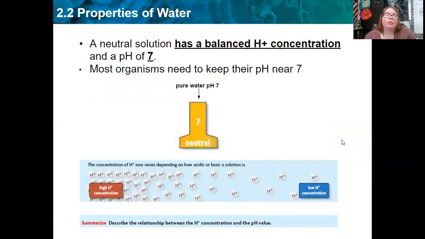Okay, so neutral has a balanced hydrogen concentration and a pH of 7. Most organisms need to keep their pH near 7. It's okay if it's a little below or a little above, but around 7. So pure water is pH 7. So you gotta know that. You gotta know where neutral pH is. You're gonna be tested on that, I'm just saying.